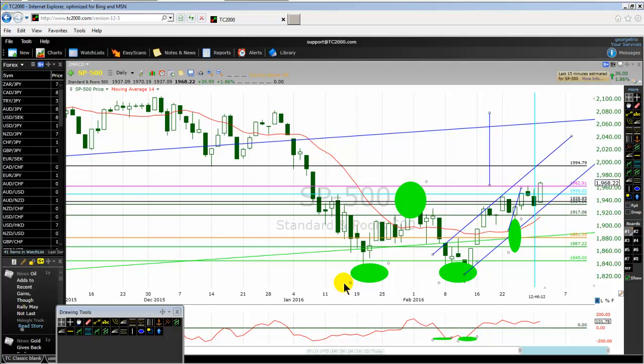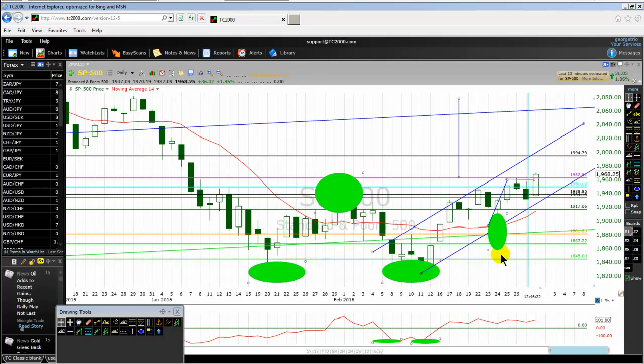Last thing: when one is using the CCI period 14, one must also place on the chart the moving average 14 and pay attention to the slope of the moving average 14.